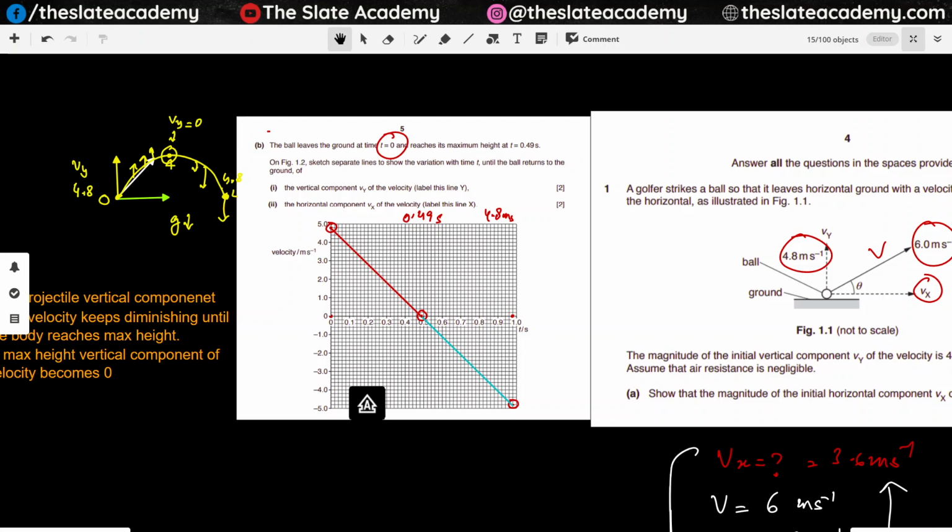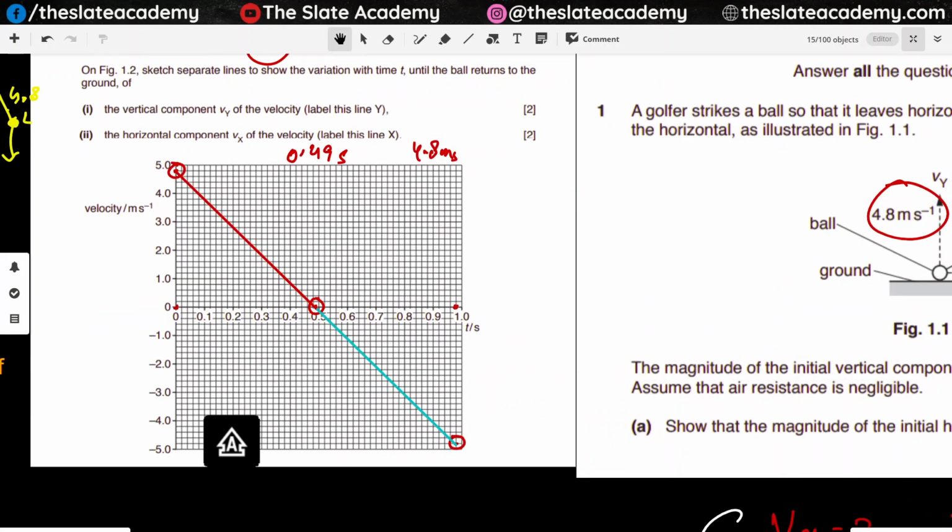Okay. So what I was saying is that now it will gain velocity in the opposite direction, and every passing second it will gain velocity, so negative values would keep on increasing, or the absolute value will keep on decreasing until it gets to 4.8 again in 0.98 seconds. So it will be like this. Any confusion on this? No confusions then.